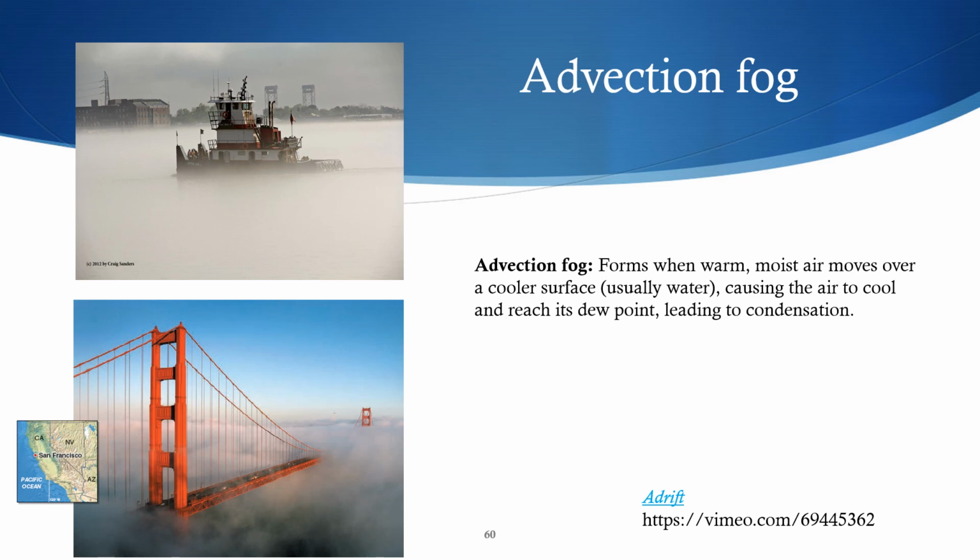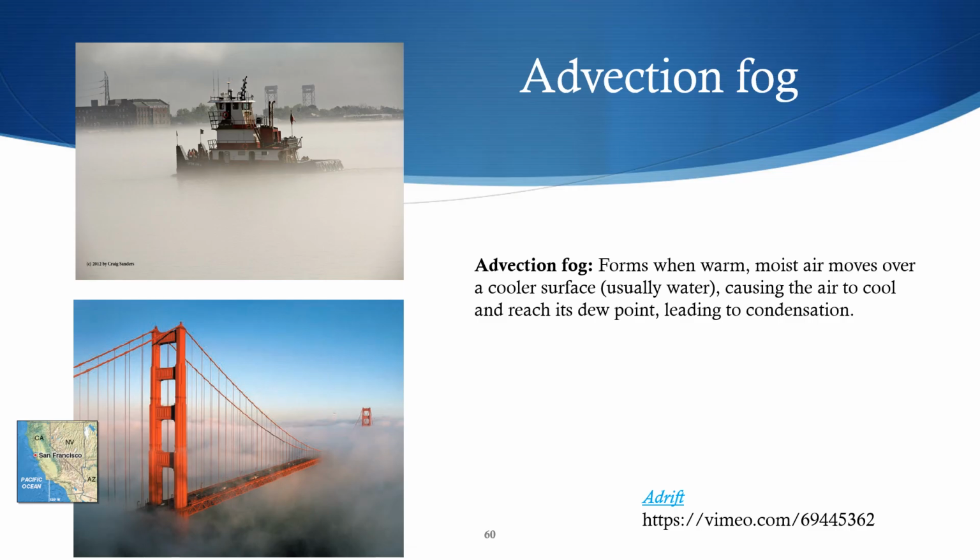We have two instances here of that advection fog. On the top, we have a little tugboat that is currently in this photo sailing through Lake Pontchartrain. That is New Orleans in the background. Our bottom photo was taken in San Francisco. That is either the Golden Gate Bridge or the Bay Bridge. It's one of their bridges. And you see that the bridge is surrounded in fog. Well, beneath that fog is the San Francisco Bay.